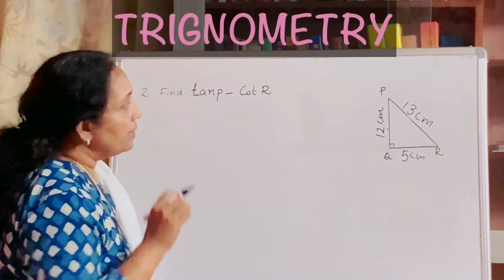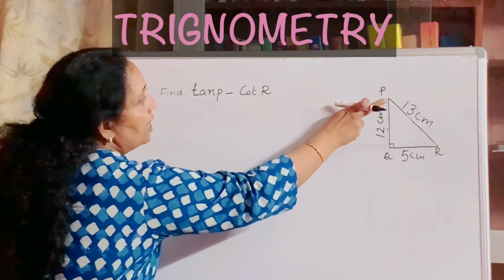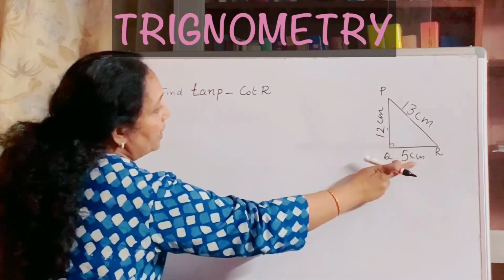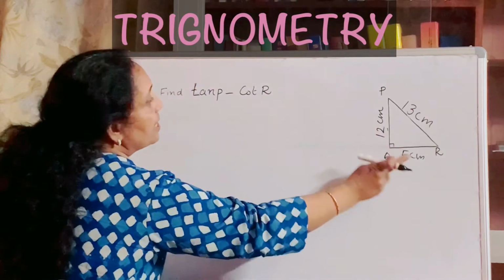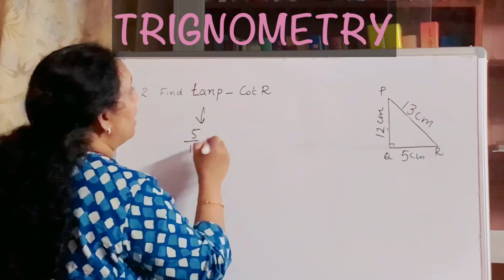Find tan P and cot R from the figure. This is angle P. Tan P is opposite side of angle P divided by adjacent side. That means 5 by 12. Tan P is 5 by 12.